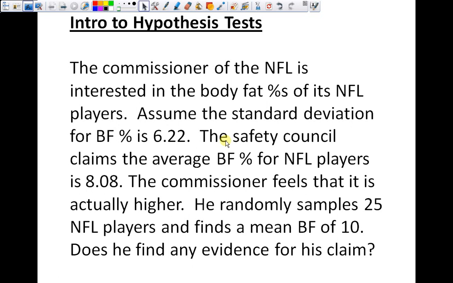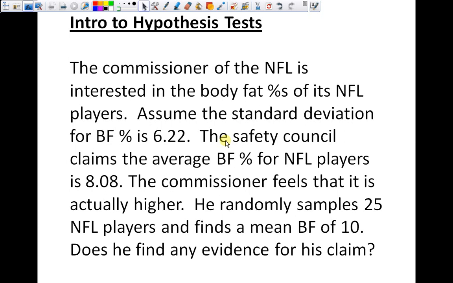So now we're going to talk a little bit about hypothesis tests. Give a little introduction with an example. It says the commissioner of the NFL was interested in the body fat percentage of his NFL players. Assume the standard deviation for body fat percentage is 6.22. Now, first of all, we usually don't know the population standard deviation.